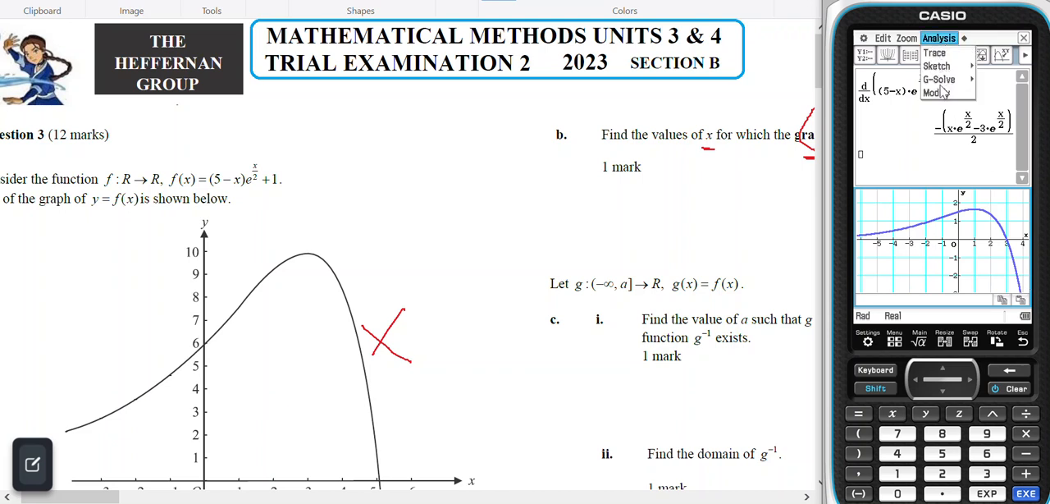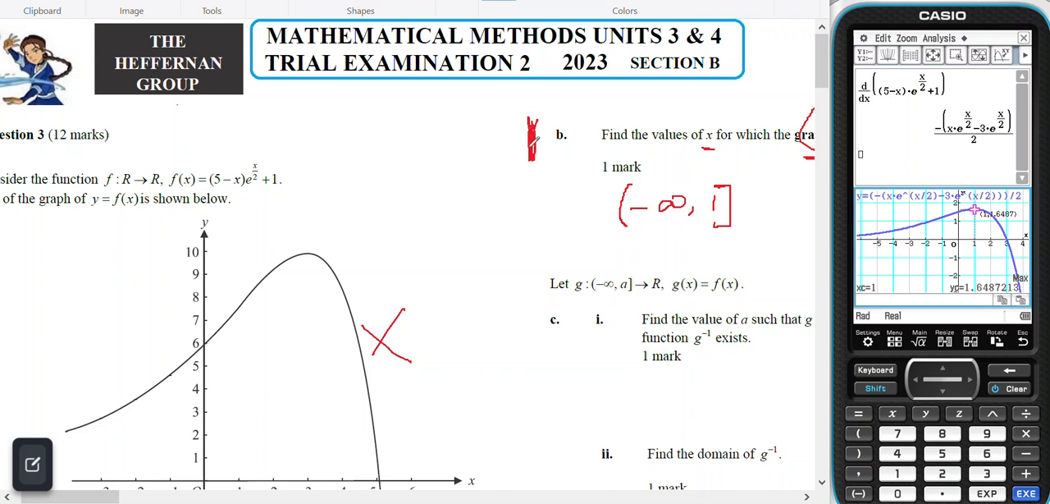So if I do analysis G solve max, that's at x equals 1. So the gradient function is strictly decreasing from minus infinity to 1, inclusive of the 1, because strictly increasing we have square brackets. So this question was about the gradient function, not the actual function.